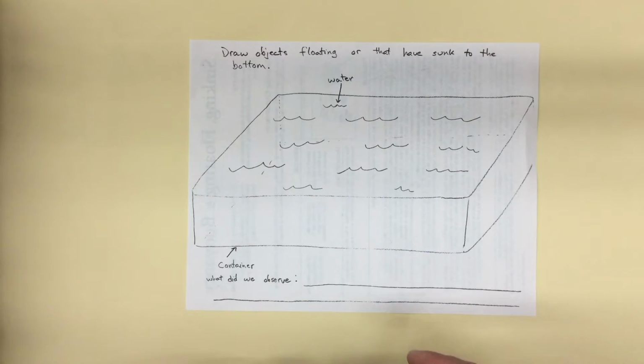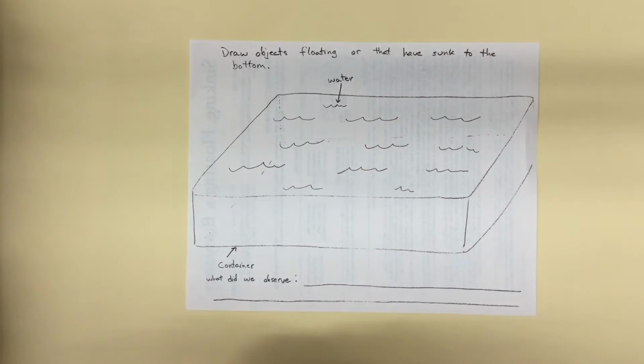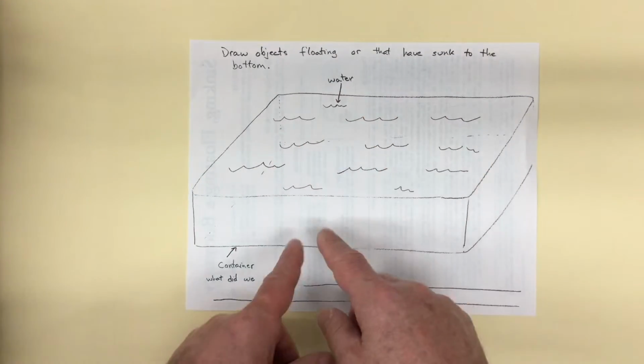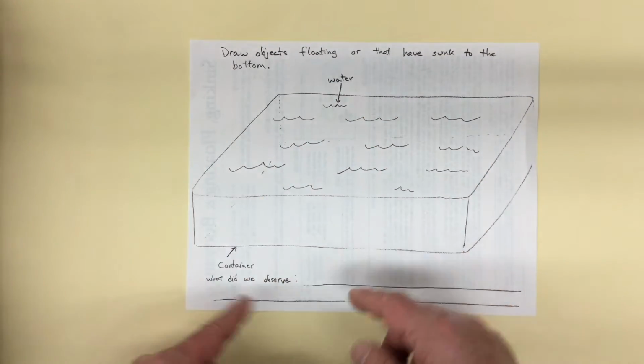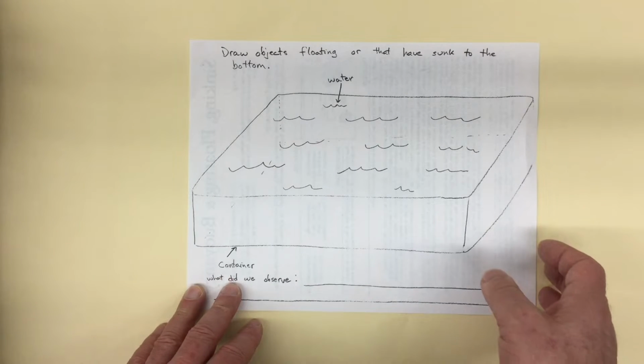And on the back side of this worksheet, it says draw objects that are floating or that have sunk to the bottom. Here we can see the water's on top, and here's our container. And it's going to ask us, what did we observe? So let's do our experiment first.